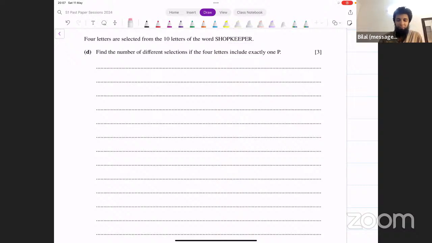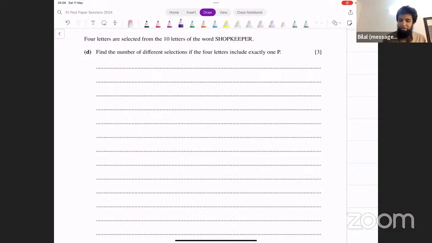Now, what we do for questions like these is we make different cases for the repeated letter, right? Because combination does not work directly on this. For example, for finding the total number of combinations here, 10C4 would not work because we have repetitions here. Combination notation does not work well with repetitions, okay? What you have to do is make cases for the repeated letters. Which letters are repeated? P's and E's, okay?